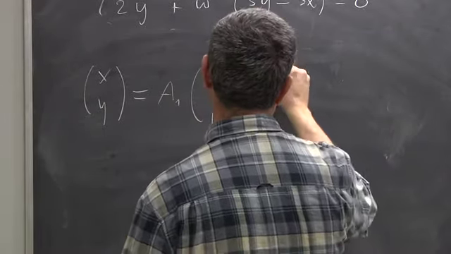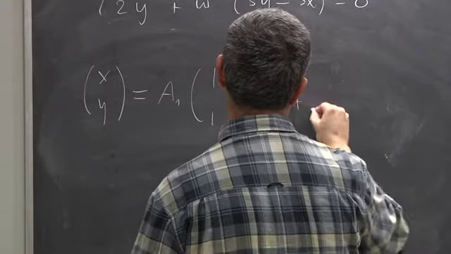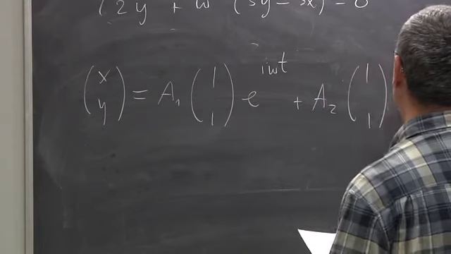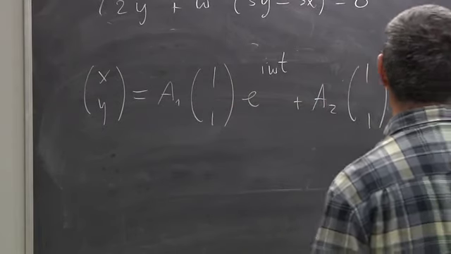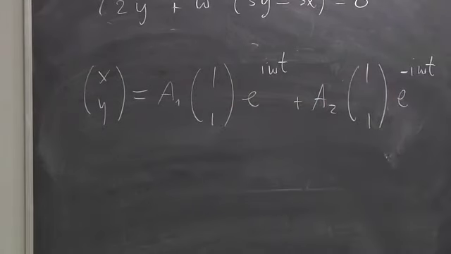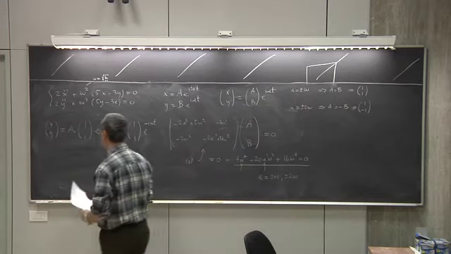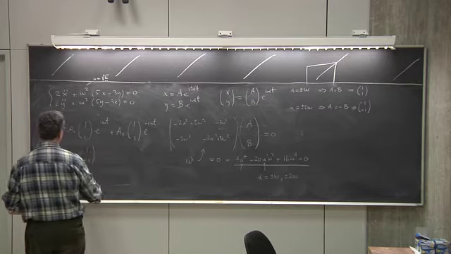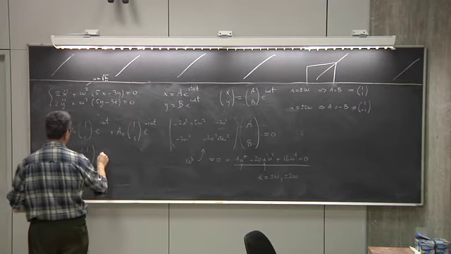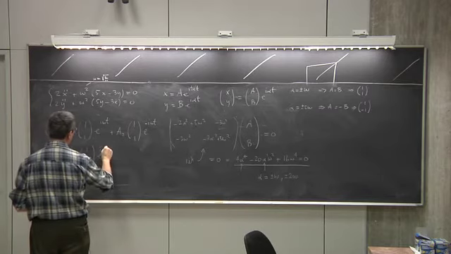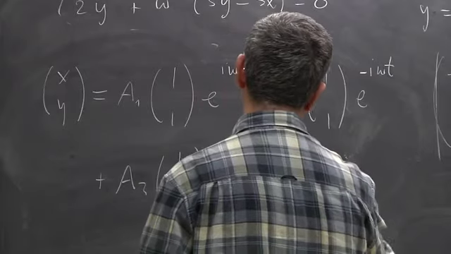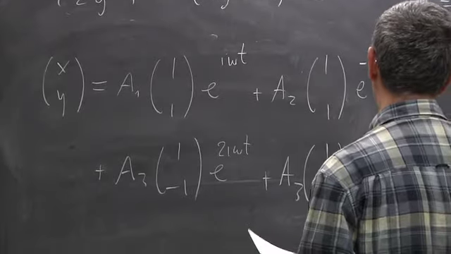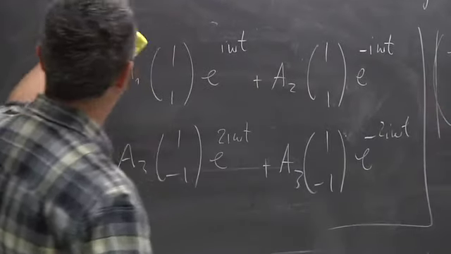This multiplies e to the i omega t, but you also have the same eigenvector with the opposite frequency, because this is associated with both plus and minus omega. Plus, you have a solution with the other eigenvector, the one with the opposite signs, and they go like e to the 2i omega t, and of course, e to the minus 2i omega t. So this is the solution of this equation.